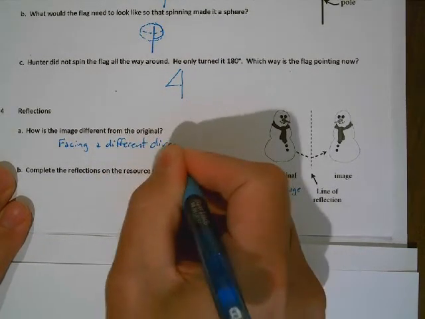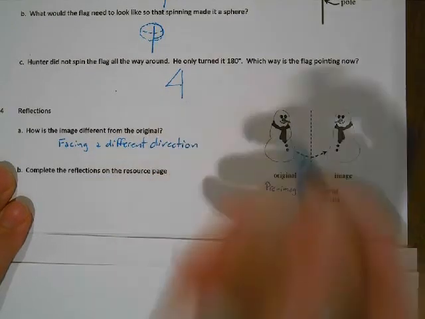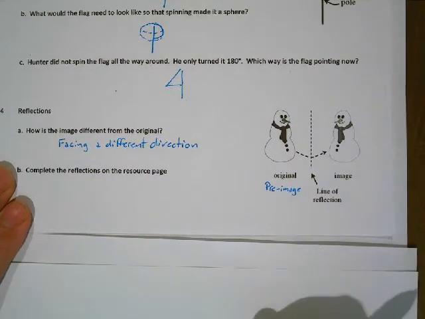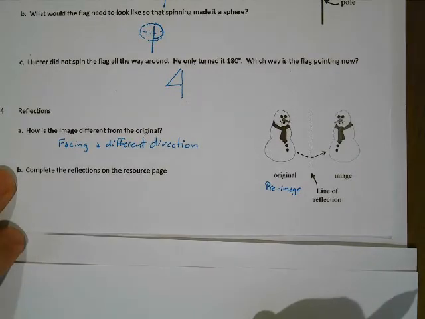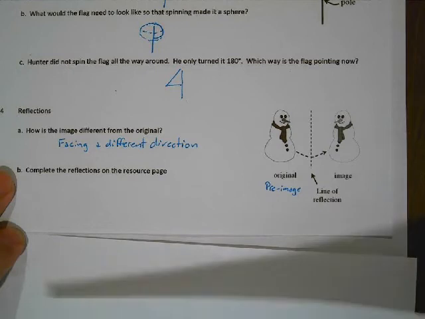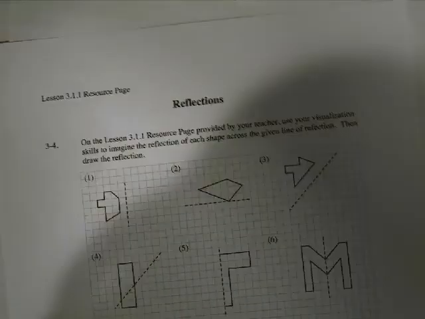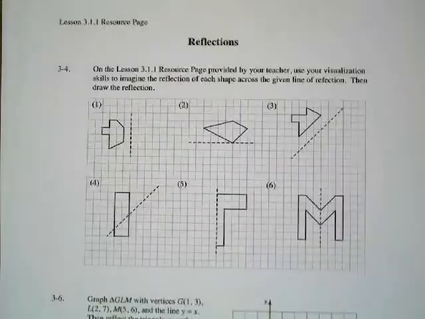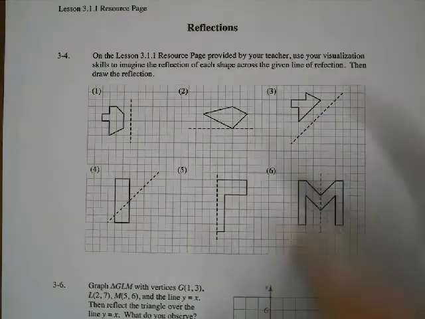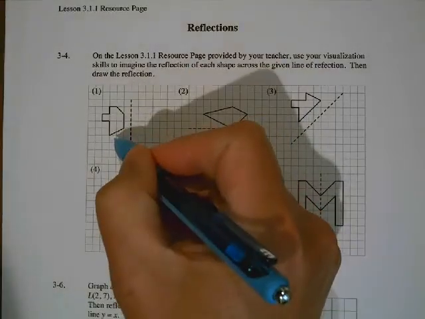And that's why those letters look so weird on the word ambulance, because all the letters are facing the wrong direction. All right, so now we're going to complete the reflections that are found on the resource page, which is this page here. I'll do the first couple with you, and then you can finish them off, and we'll see how you did. All right, so here is my first shape here.